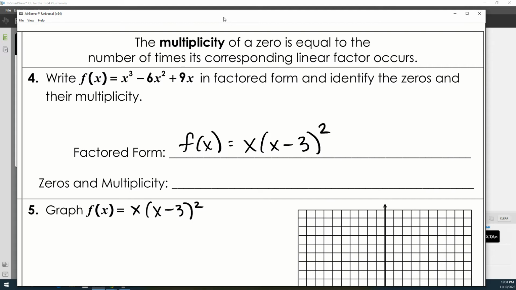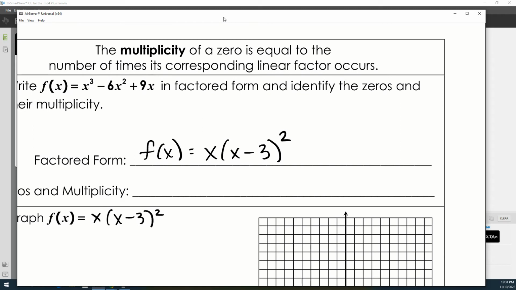So a new concept for today is called multiplicity, and it sounds like it's something really difficult, but you're going to be fine. So the multiplicity of a 0 is equal to the number of times the corresponding linear factor occurs, or it's equal to the exponent on the factor.